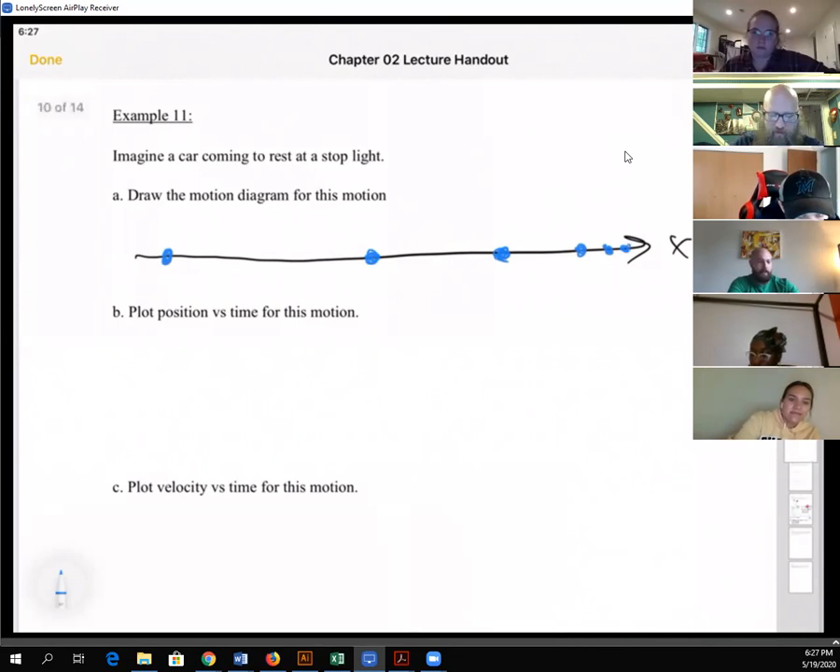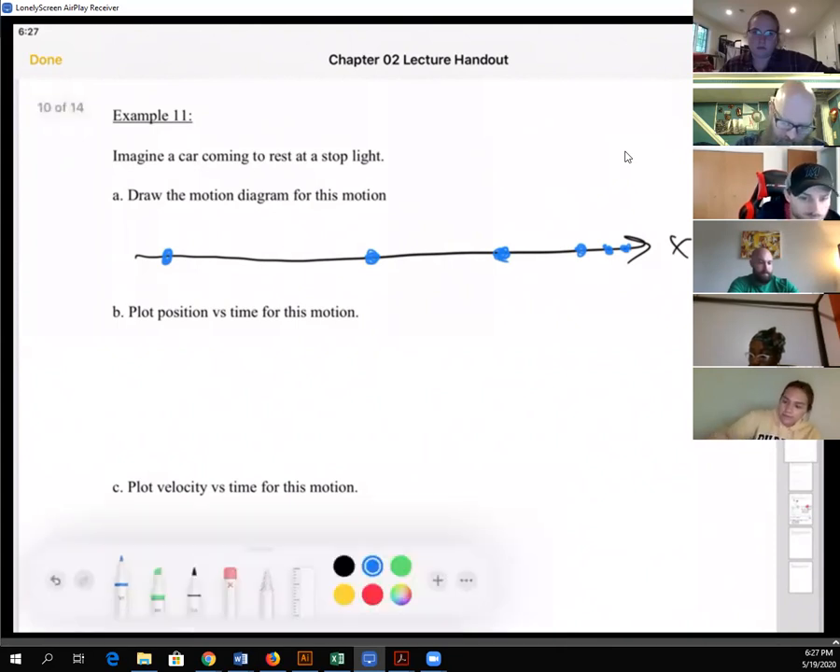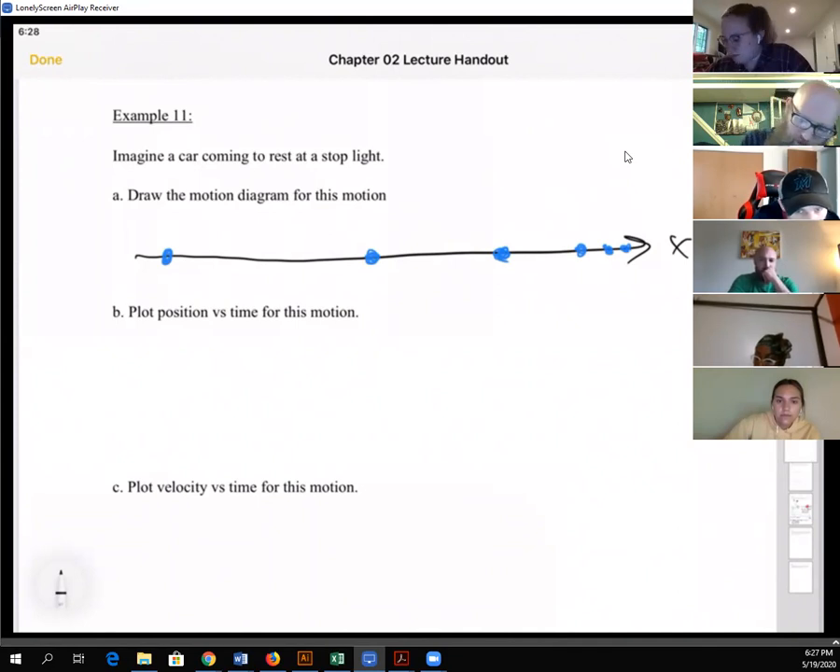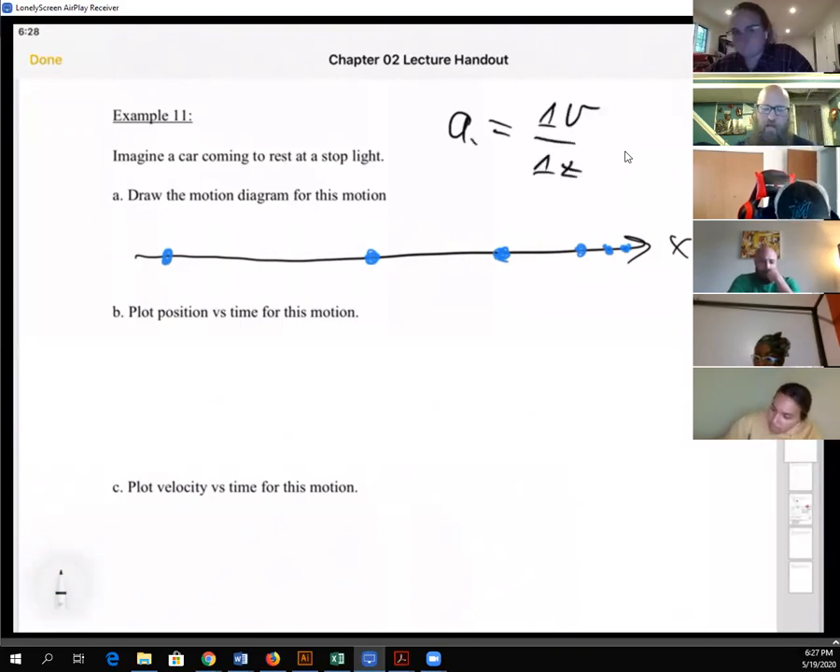You slam on the brakes right at the end. So plot position versus time for this motion. What does position versus time look like for this? Well, this is now acceleration, right? This is now changing velocity, which we call acceleration. And hopefully if you watched the video, you saw this delta V over delta T. This is technically average acceleration, but in this course, we're only going to talk about constant acceleration. So this is exactly true for all of the problems that we'll do.